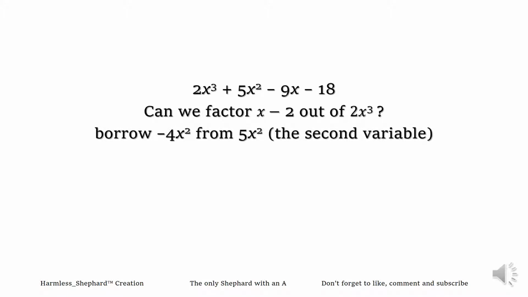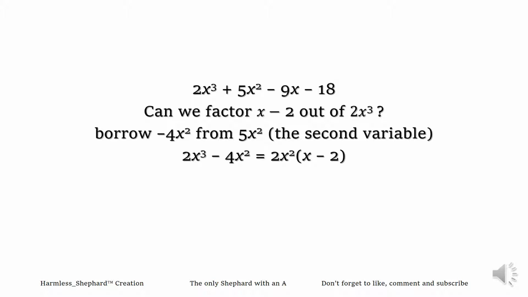borrow minus 4x squared from 5x squared. That's the second variable. We borrow from the second variable and add to the first variable to be able to factor out. So that's it. We add minus 4x squared to the first variable, which is 2x cubed, to be able to factor out x minus 2. So we see how we got it now. I'll be able to factor it out.